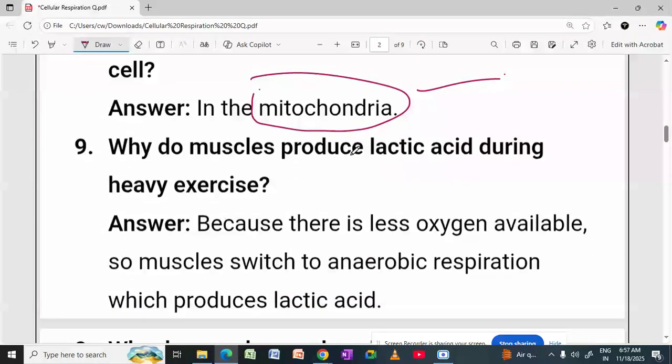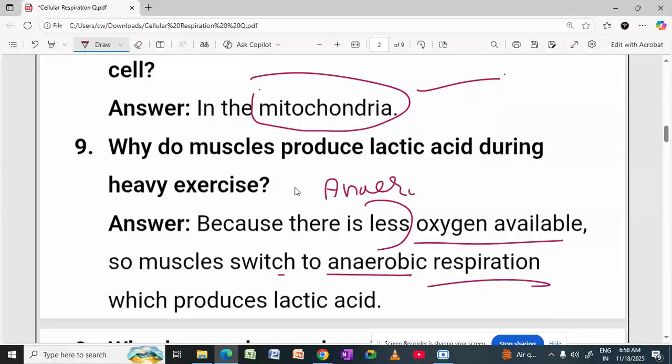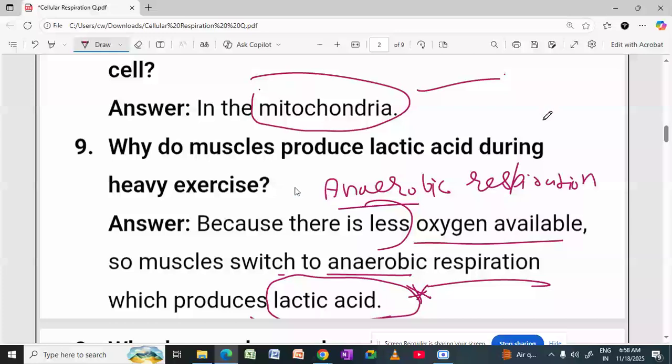Why do muscles produce lactic acid during heavy exercise? This is a conceptual question because during heavy exercise there is less oxygen available. So your muscles will switch to which type of respiration? They will switch to anaerobic respiration at that time, which produces lactic acid. Due to this, lactic acid is produced.